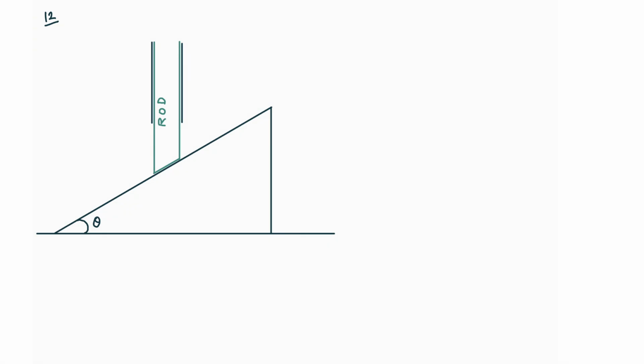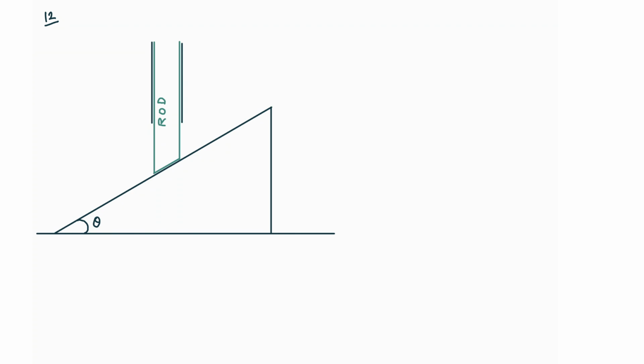So we are dealing with the 12th problem in this series, and this is a constraint based problem based on wedge constraint. Over here we need to find the relation between the acceleration of the rod and the wedge, where both the surfaces are free to move.